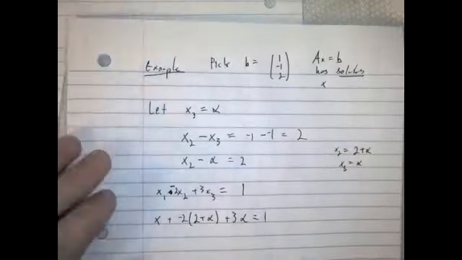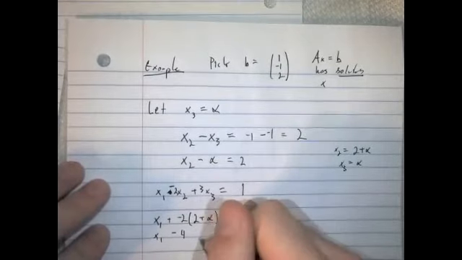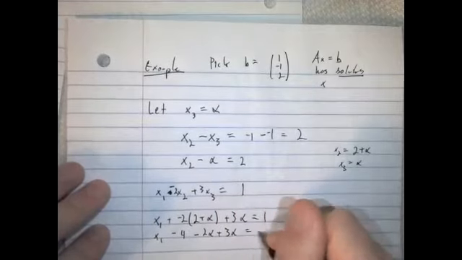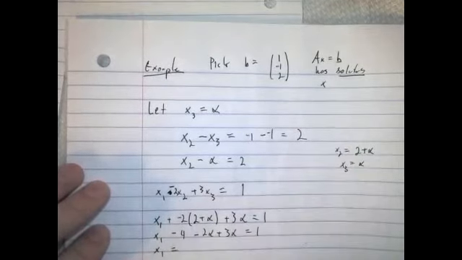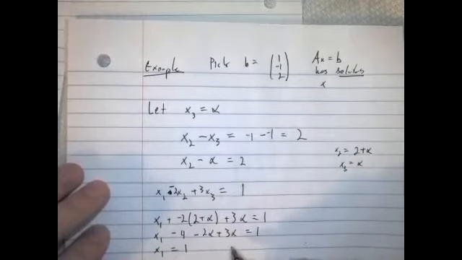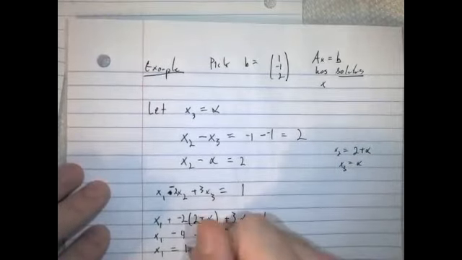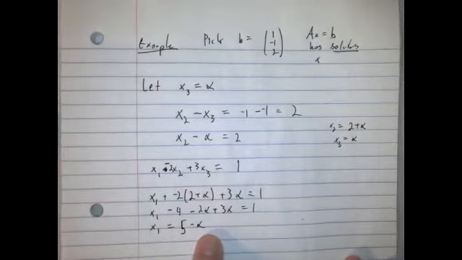And here I get x1, let's see, this is going to be minus 4 minus 2 alpha plus 3 alpha is equal to 1, or x1 is equal to 1 minus alpha, and then plus 4 is going to be 5. This is just what I got by moving all the alphas and numbers over to this side.